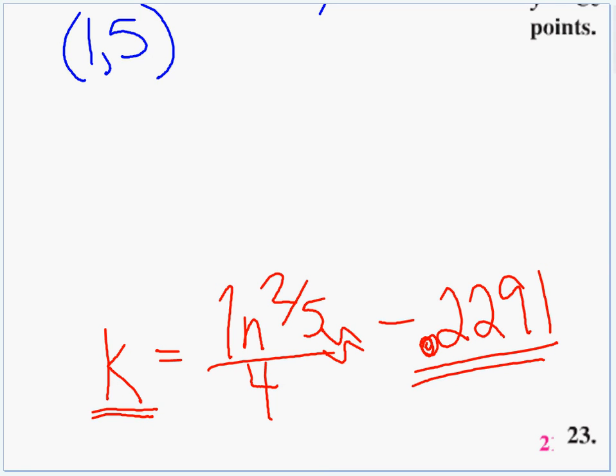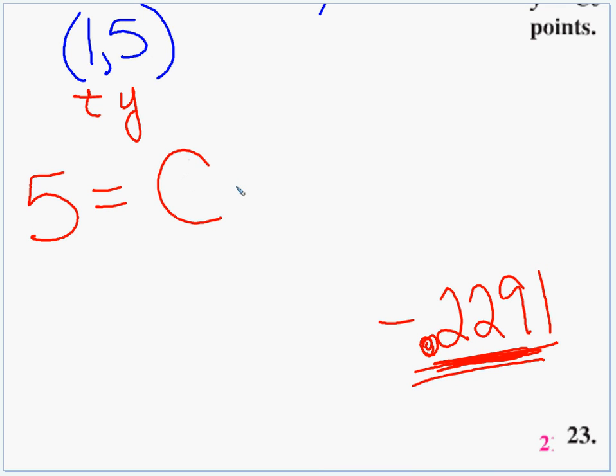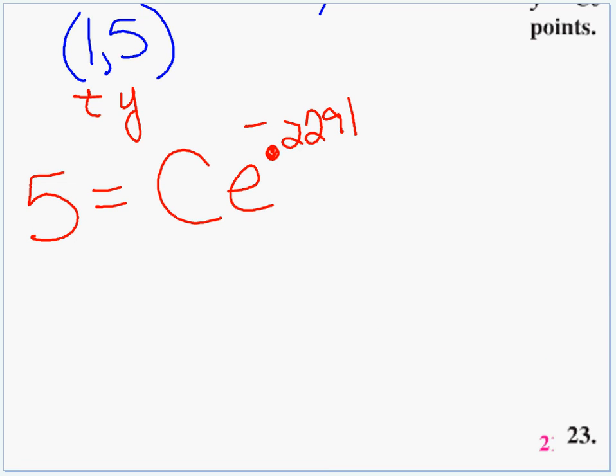Now for this, we can use either point. I'm going to use the one with the smaller values in it, the first point. So here now we've got our t, we've got our y, and now we've got our k value. So y equals c e to the k, that's our negative 0.2291 times t, which would just be a 1 times 1. So we don't even really have to write it on there.